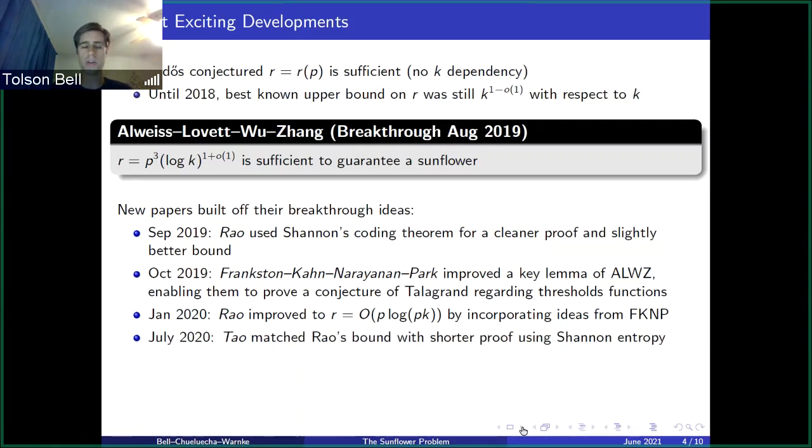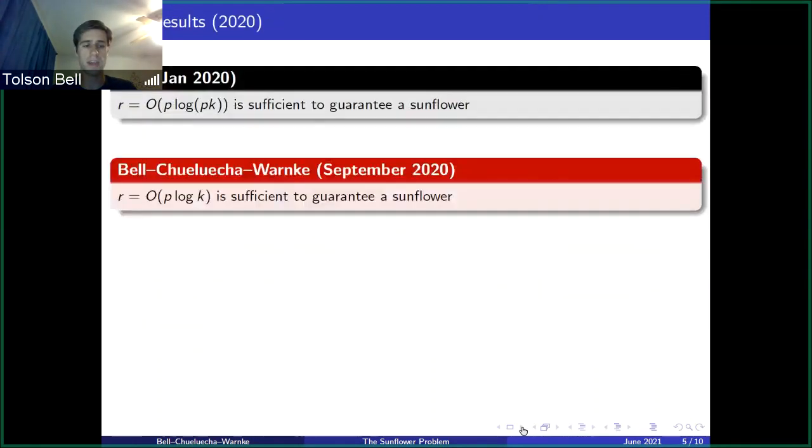Terence Tao also had an interest in this problem, and he was able to get this same bound, again with a slightly different proof technique. And he wrote that as an expository paper on his blog, and then he wrote another paper in harmonic analysis building off of sunflowers. So there's one more use of sunflowers. So that's how it stood when we approached this problem, the best upper bound being p log pk.